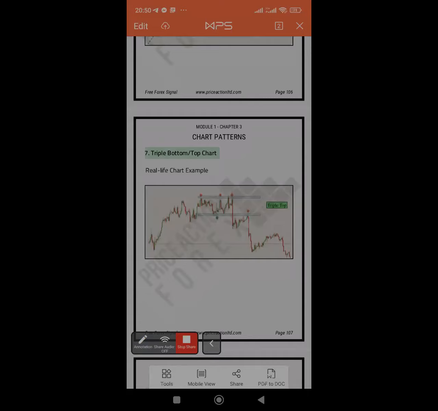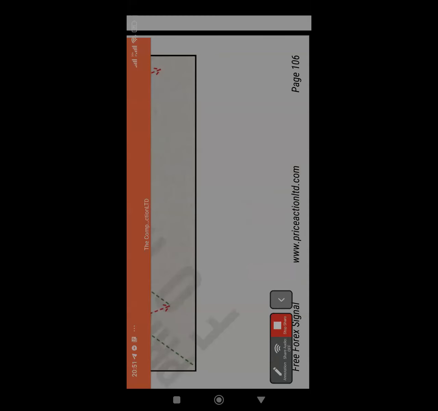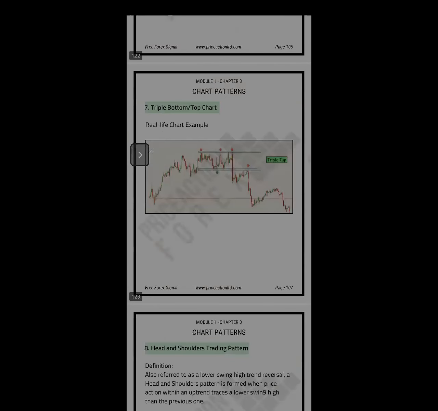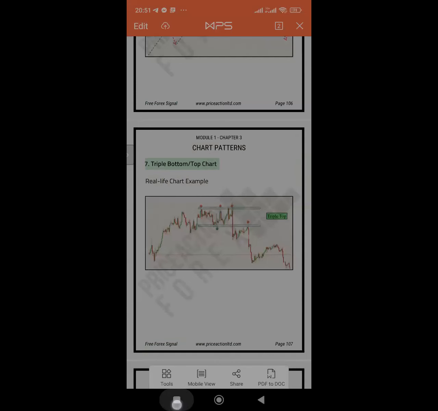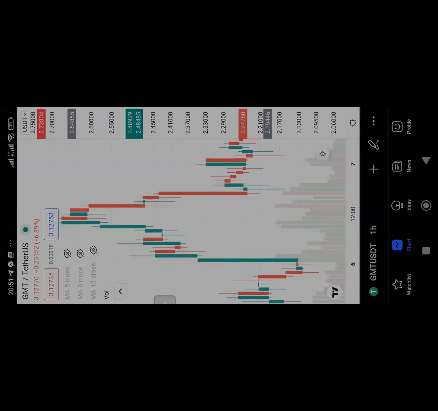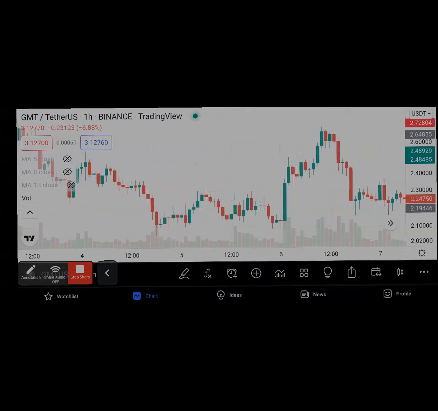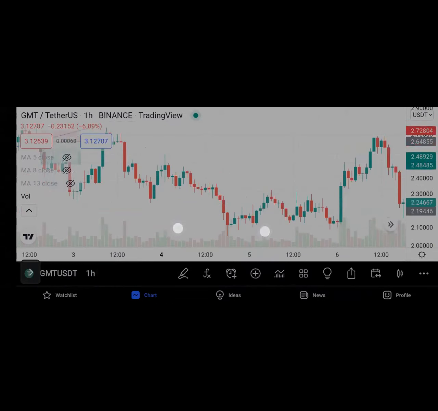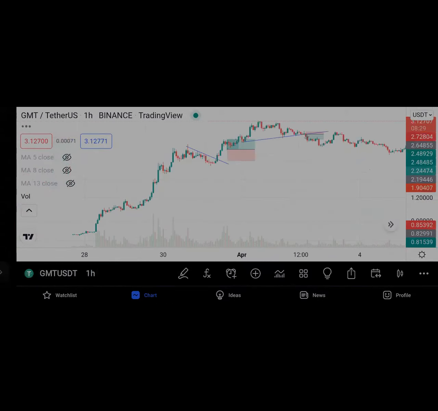You can also see the chart example. Remember, those things are not always exactly as they are drawn, but when you look at the chart pattern, that's what you're seeing there. Let's see if we can find an example on our chart. This was kind of a perfect example of a triple top, triple bottom. But let's look for a triple top.